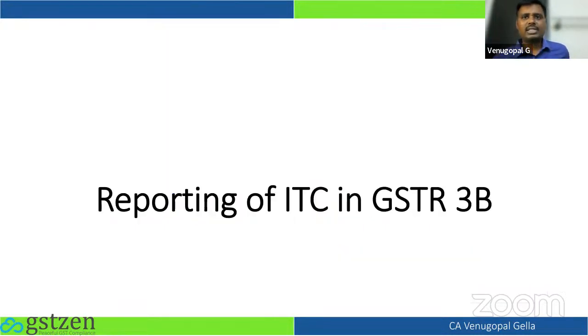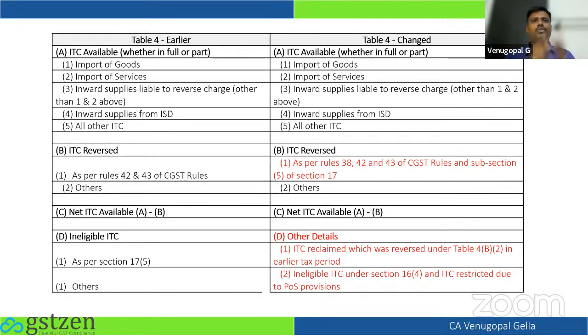How do I report this? This has also recently changed, where Table 4 has been moved from the small correction, and this 3B is going to change further from April. So you have to be well geared up. Firstly, they have amended 4B and 4D. The concept itself they have amended.